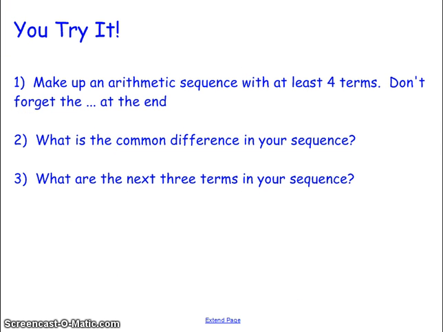So now I'd like you to try something. In your notes, make up your own arithmetic sequence. Give it at least 4 terms and then put the ... on the end to show that it keeps on going. Then say what your common difference is, and then say what the next 3 terms after your 4 would be, so you'd have 7 total. Pause the video now, do this in your notes, and then continue.